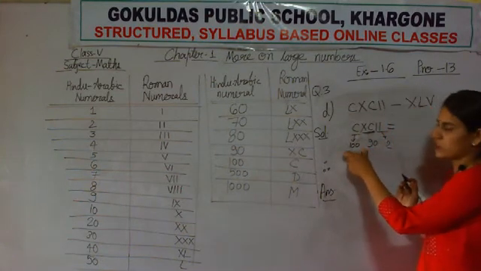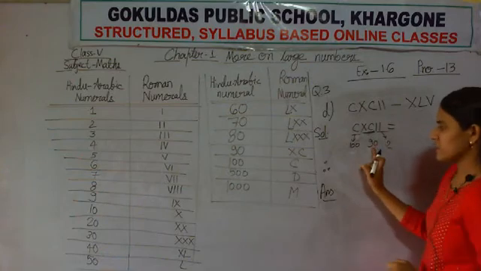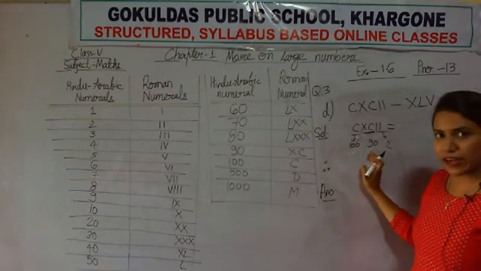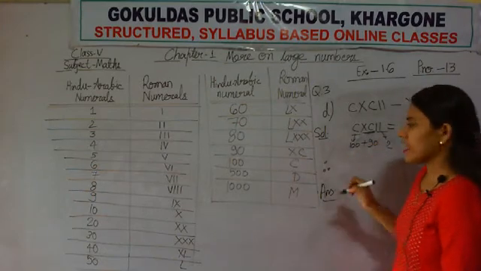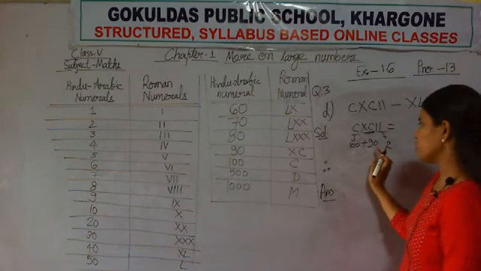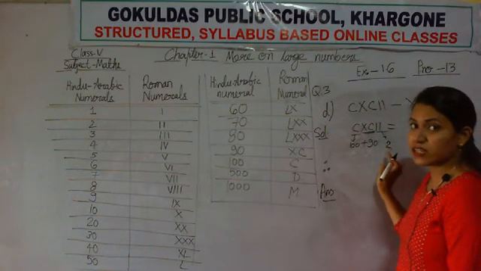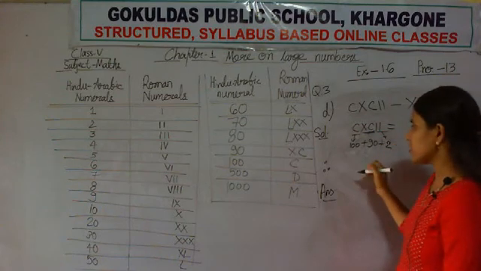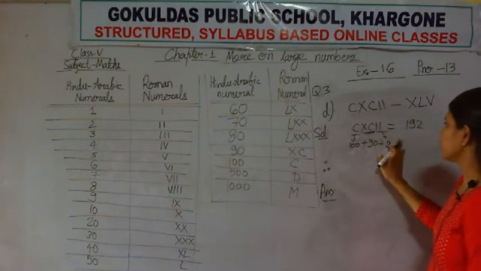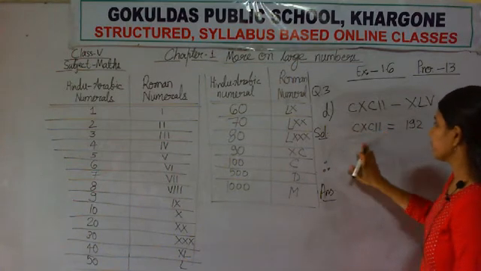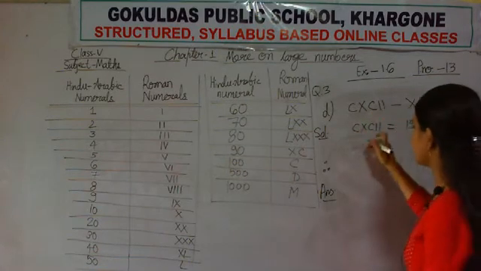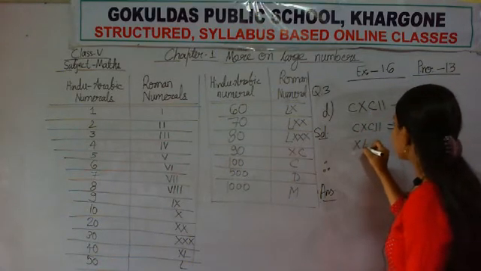Now observe these first two numbers. 90 is smaller than 100. So if a smaller number is written to the right of the larger number, it shows addition. Now again, when you observe these two numbers, 2 is smaller than 90 and a smaller number is written to the right of 90, it shows addition. Now add these, 100 plus 90 plus 2 is 192. So you got the Hindu-Arabic numeral for this first given number. Now let's take the second number, XLV.